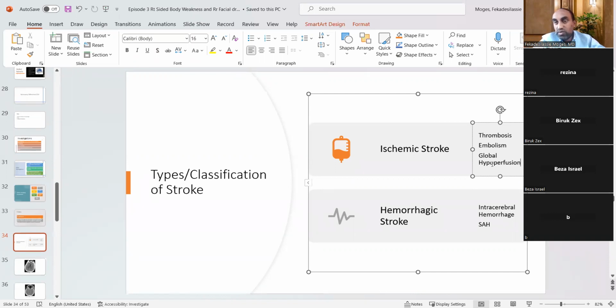Global hypoperfusion is just because of hypotension and poor perfusion to the brain. Hemorrhagic: how do you differentiate between subarachnoid hemorrhage and intracerebral hemorrhage? What are the key features?